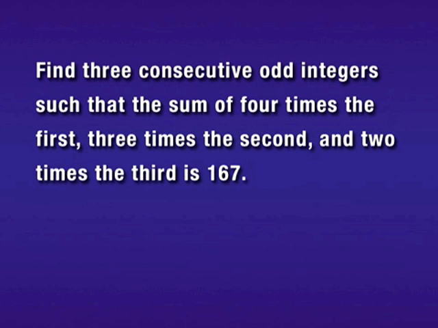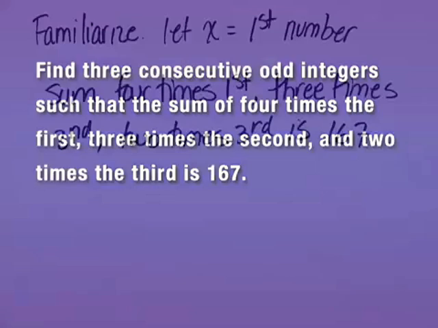In this next set of exercises, we'll be simplifying algebraic expressions. Find 3 consecutive odd integers such that the sum of 4 times the first, 3 times the second, and 2 times the third is 167.